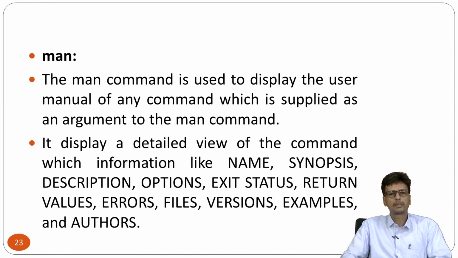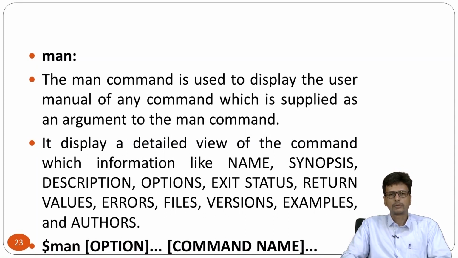This man command will display the name, synopsis, description, exit status, some errors, some files, and examples of those commands. So all the manuals related to that command will be displayed whenever you use this man command. Now the syntax is man, option and the command name. Option is needed here because whenever you use the man command without an option, it will display the whole manual or the whole help related to that command.